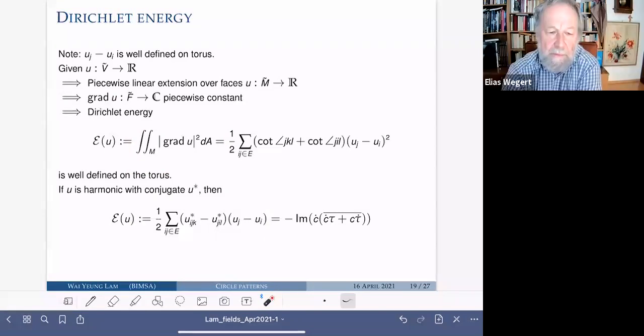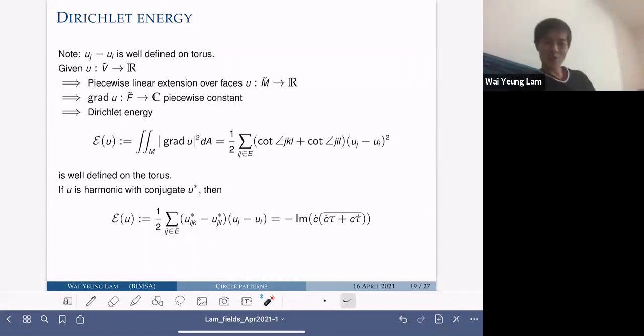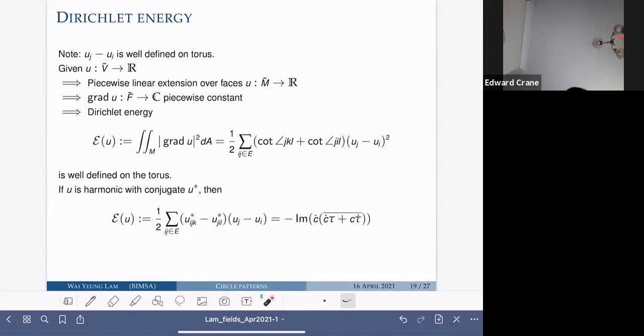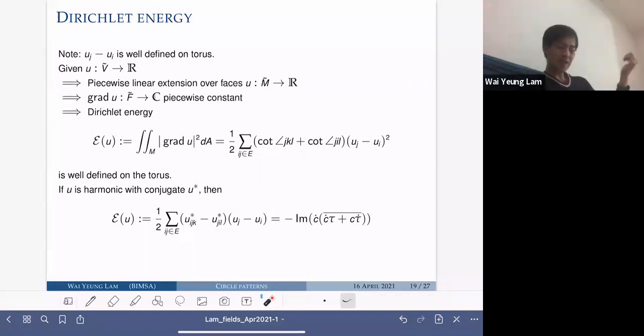This formula on the bottom of this slide is also a wonderful thing, I would say. Thank you so much. This is the magic of the cotangent Laplacian. For circle packing, I think there should be a formula like this, but I've never seen it.